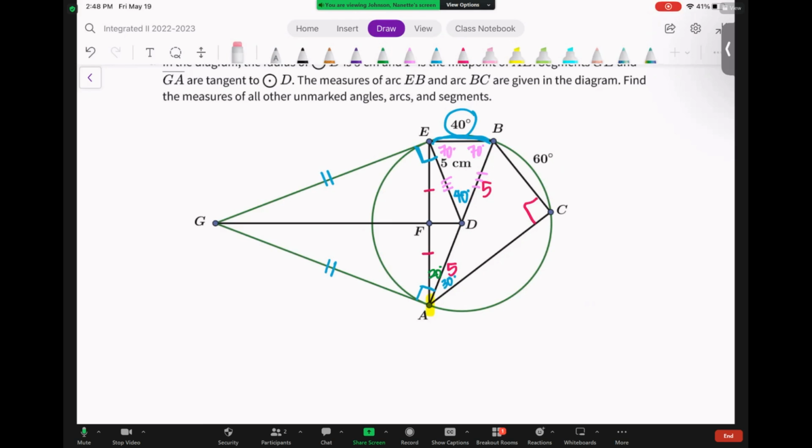Which means if I looked at this yellow right triangle, then I can find this angle up here because of that right triangle. So go ahead and find the measure of that angle. And you're hopefully saying, oh, Miss Johnson, I know what it is. It's 60 degrees. And I'm like, exactly, it's 60 degrees.